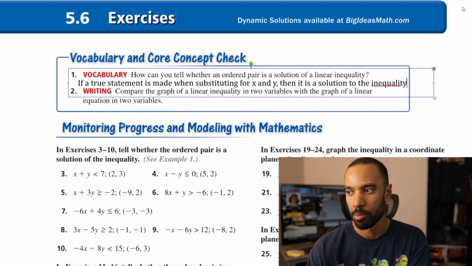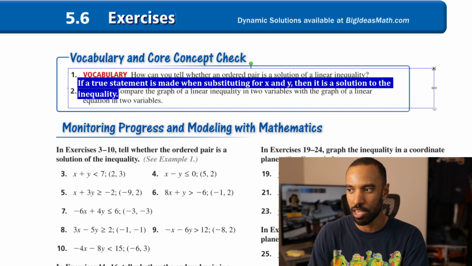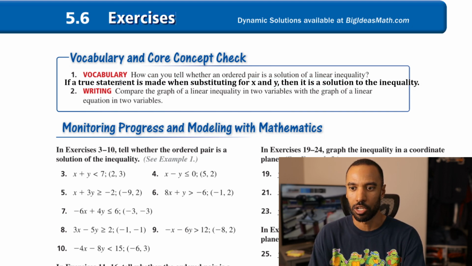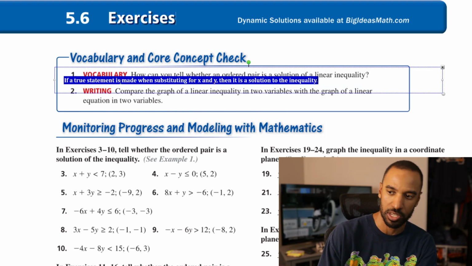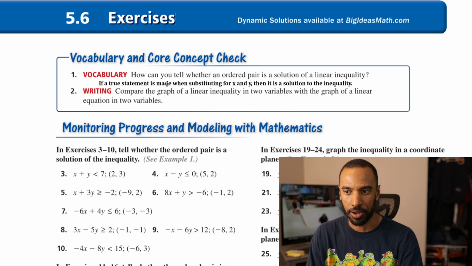Now, the troublesome part is I need to strictly say if it is a true statement, right? I can't say if it equals it. I can't say if it's less than it. It depends on what kind of inequality they gave us. The inequality might say less than, it might say greater than, it might say greater than or equal to. So we have to say whether or not a true statement's made, period.